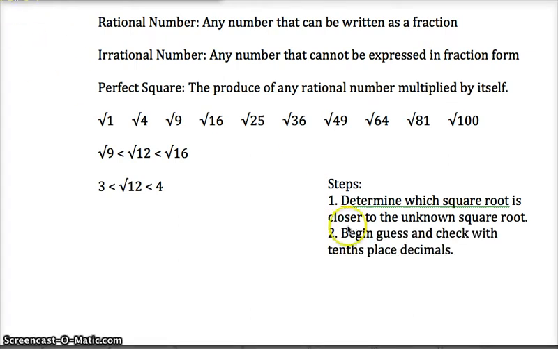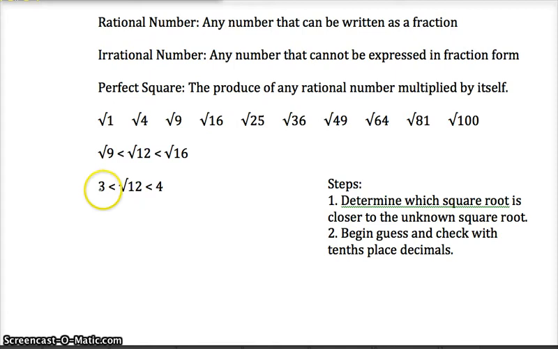All right, so then I've written down our second step. Our second step is to begin guess and check with the tenths place decimals. Let me tell you what I mean by that. Don't worry, it's not as confusing as it sounds. It just requires a little bit of math.